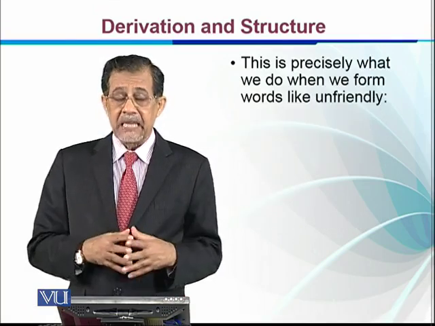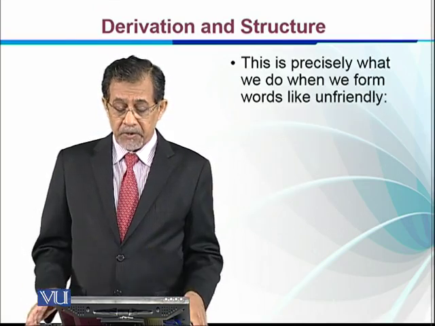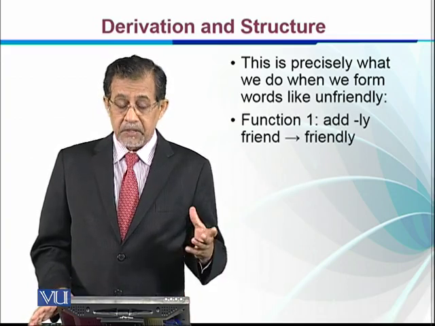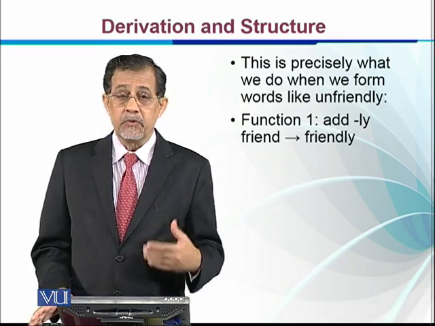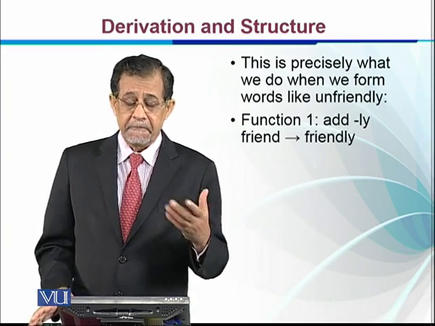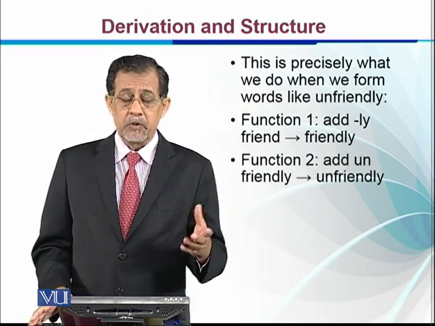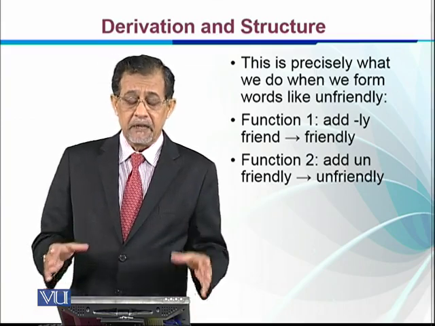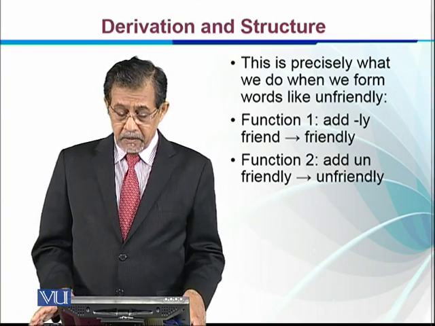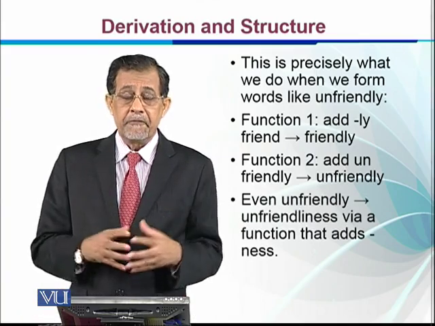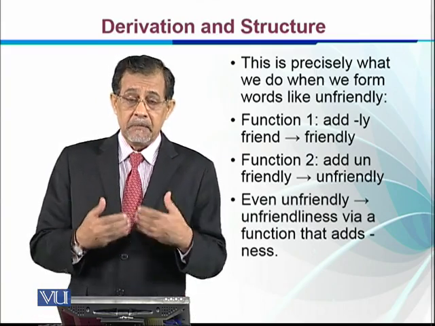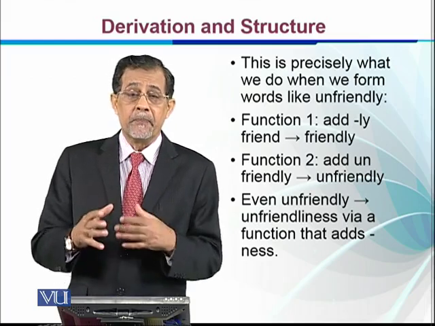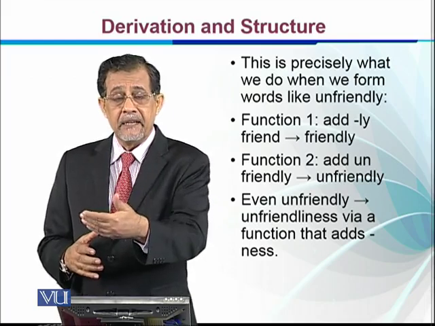This is precisely what we do when we form words like unfriendly. Function 1 is add ly to friend and make it friendly, and function 2 is add un to friendly to make it unfriendly. Even unfriendly can be made a noun, so we can add ness to form unfriendliness.